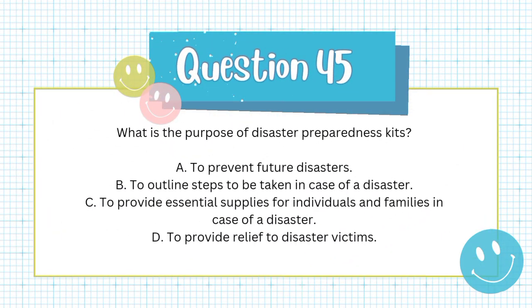45. What is the purpose of disaster preparedness kits? A. To prevent future disasters. B. To outline steps to be taken in case of a disaster. C. To provide essential supplies for individuals and families in case of a disaster. D. To provide relief to disaster victims. The correct answer is C. To provide essential supplies for individuals and families in case of a disaster.